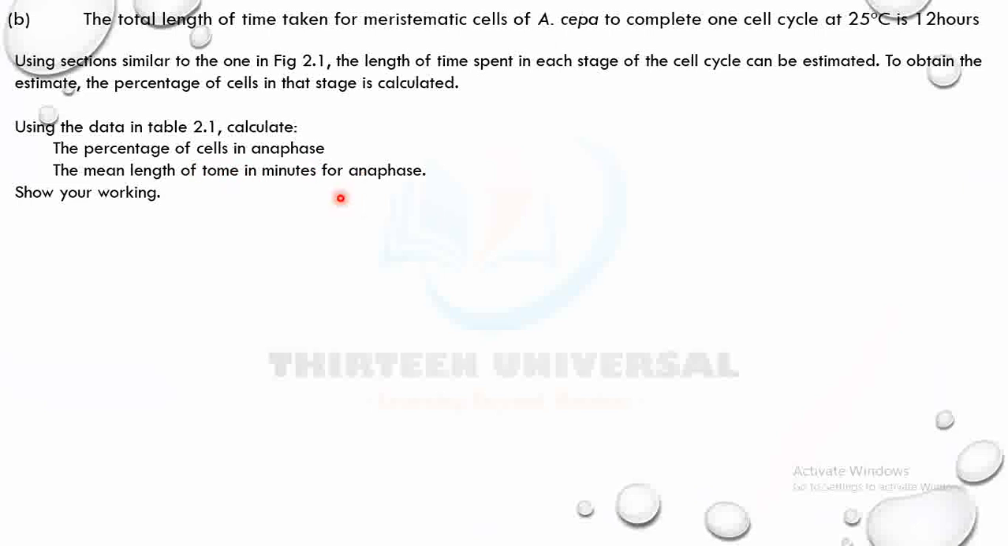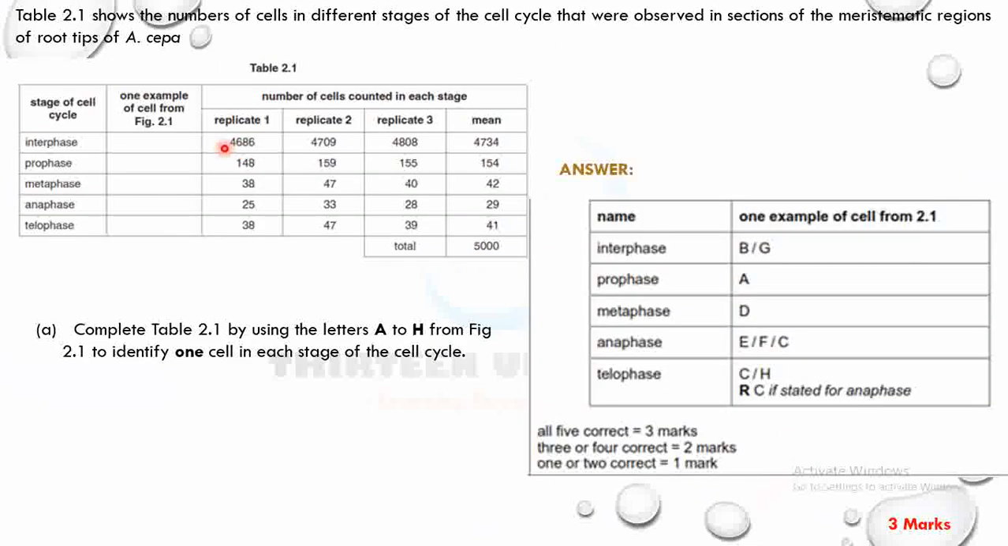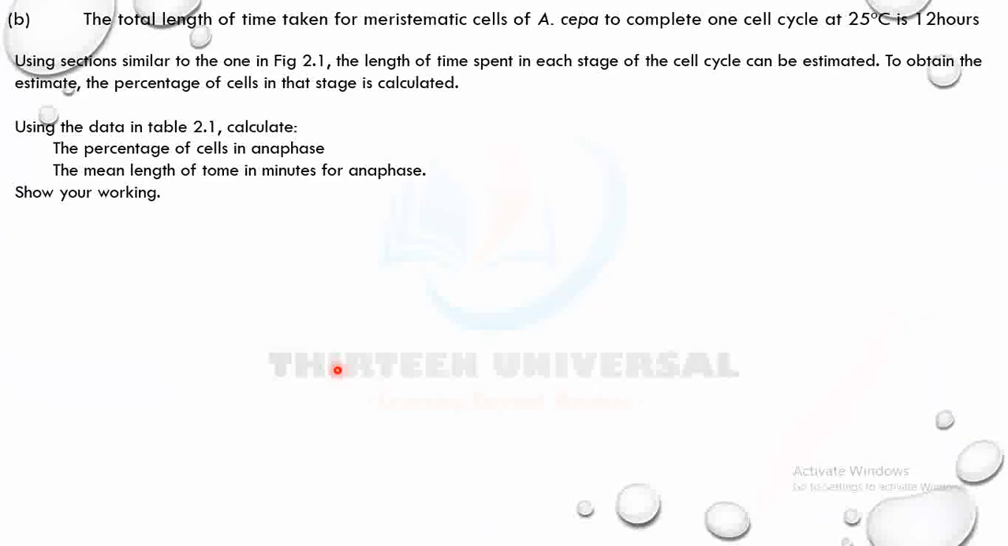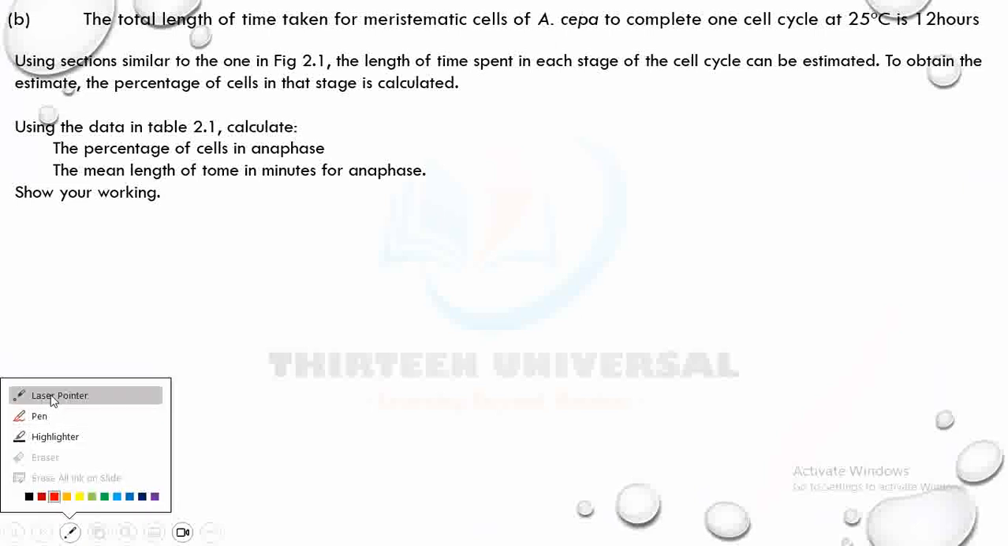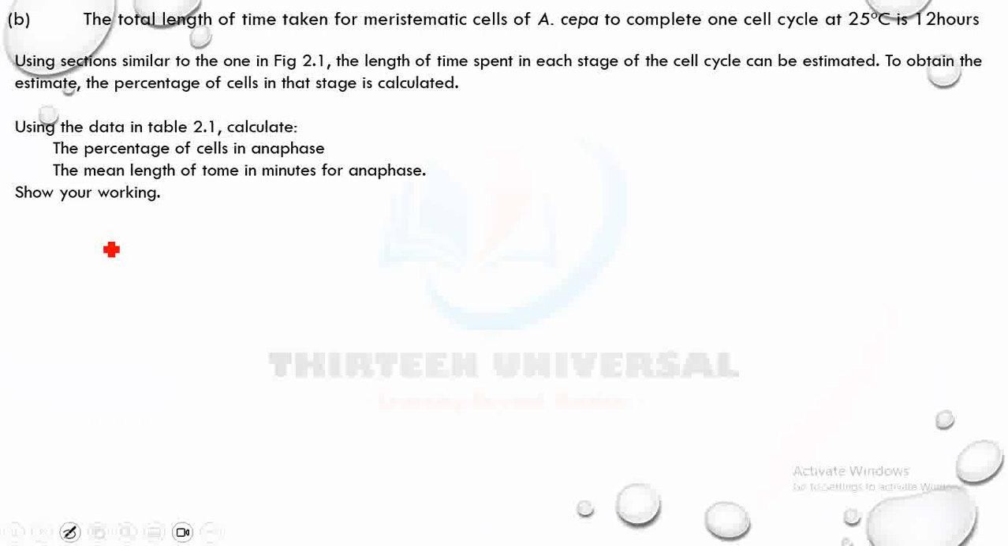Let's show your working. Let's go back, guys. First of all, the percentage of cells in anaphase. The question is, how many cells are in anaphase? Pause the video and try it. The number of counted cells for anaphase is 29. This is the total number of cells, right? Now we know how this works. Percentage is a calculation we do all the time in biology. So the number of cells in anaphase is 29.